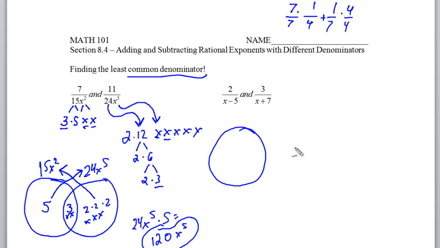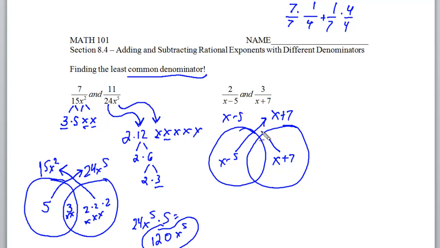Since x minus 5 and x plus 7, because of the binomial bond, have nothing in common, because I can't rip apart the 5, or the x, or the 7, or the other x, then I have to multiply this side by x plus 7 and this side by x minus 5. So the common denominator of these two is going to be x minus 5 times the quantity of x plus 7. Or x plus 7 times the quantity of x minus 5.